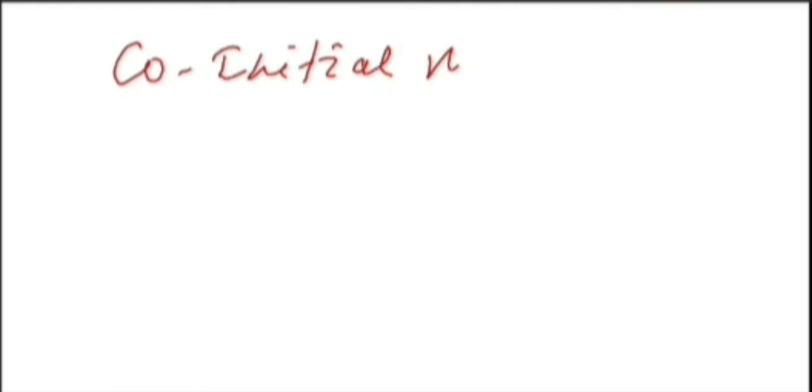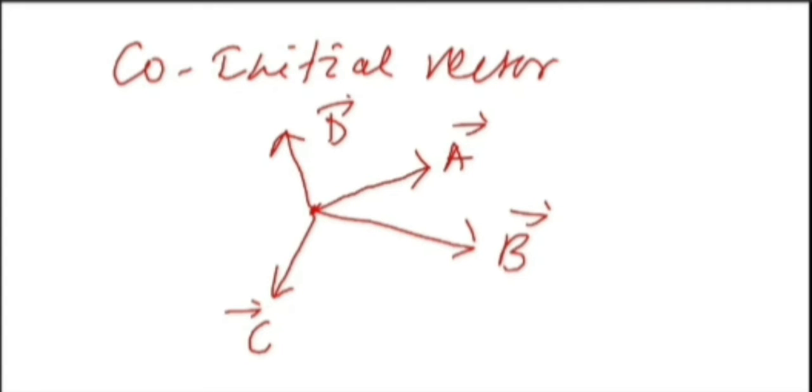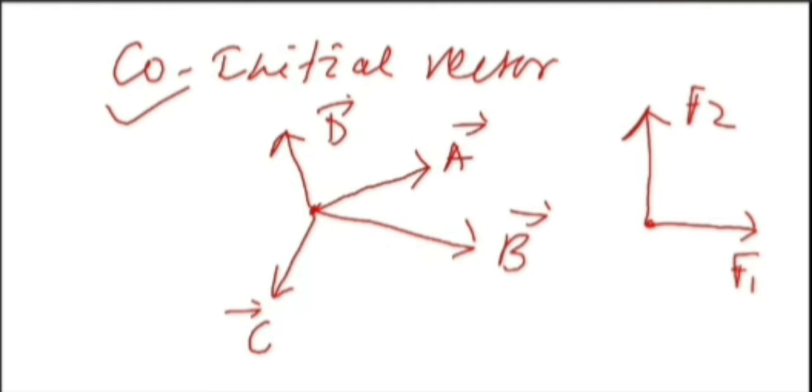Co-initial vectors. Two or more vectors are said to be co-initial vectors if they are originating from the same point, or in other words, all these vectors have the same originating point.